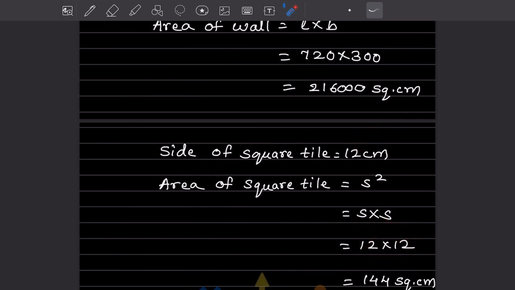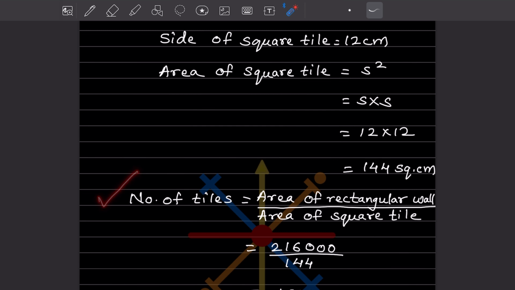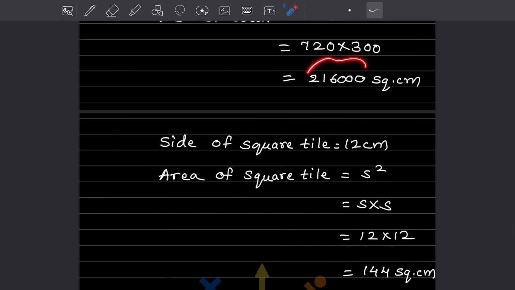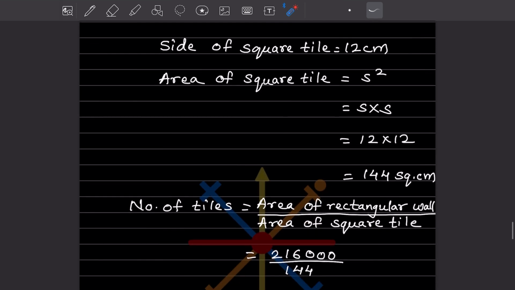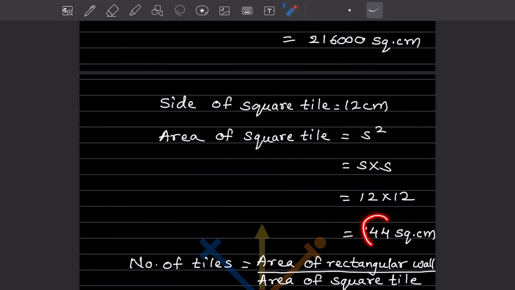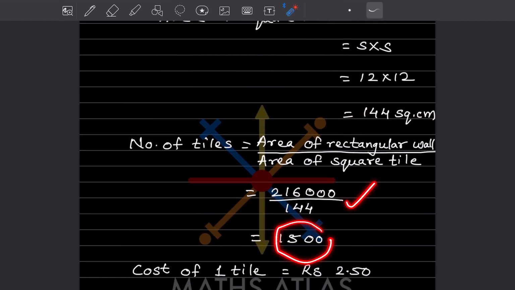So now first thing, we got the area of the wall and the area of the square tile. So first thing, we have to see how many tiles are needed. So what are we going to do to find the number of tiles? We are going to divide this by this one. So area of rectangular wall divided by area of square tile, which is this divided by this one. So when you divide this, you get 1500. You can just divide and see.